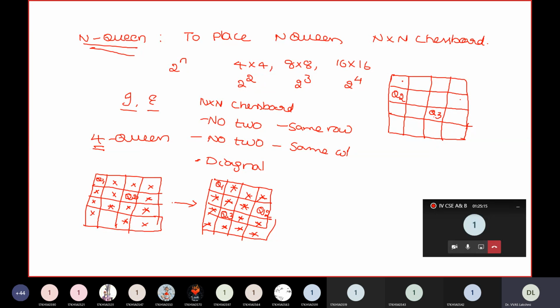So again q2 and q1 have a same column attack, and that's why q1 is moved to the next column. Here also a diagonal attack is there, that's why q1 is moved to the third column.